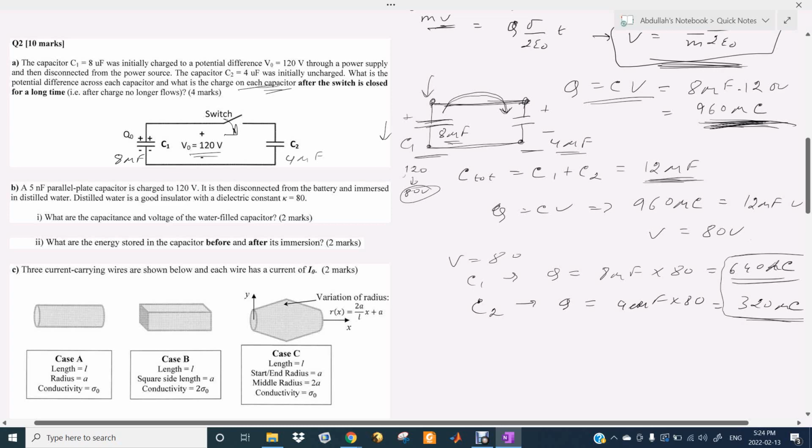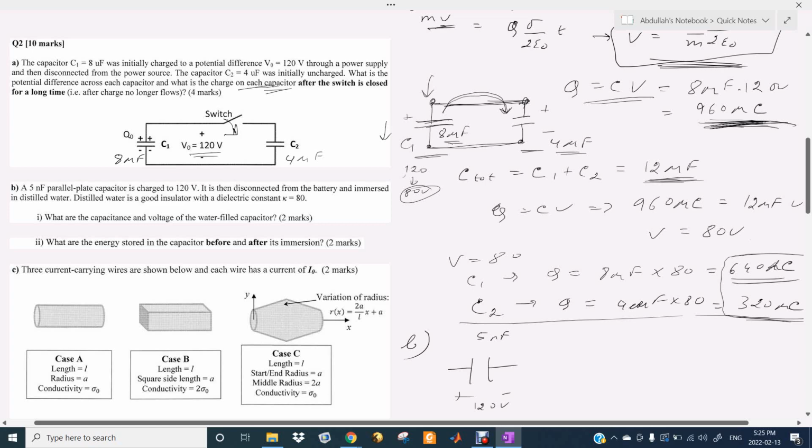Right. So in part B, what they asked is that you have a parallel plate capacitor, and you have the capacitance. This is the initial capacitance, 5 nanofarads, and you had a potential across this of 120 volts. Now you immersed it into water. So initially, consider you had air inside as the dielectric.